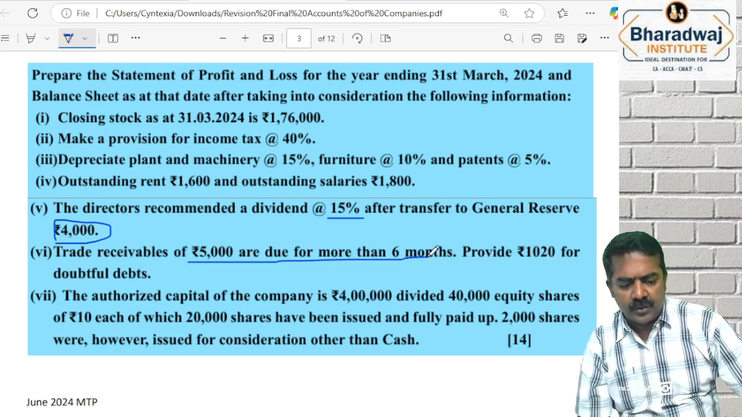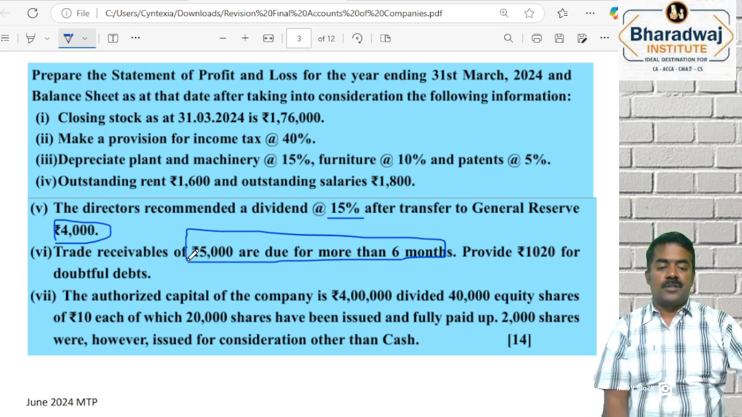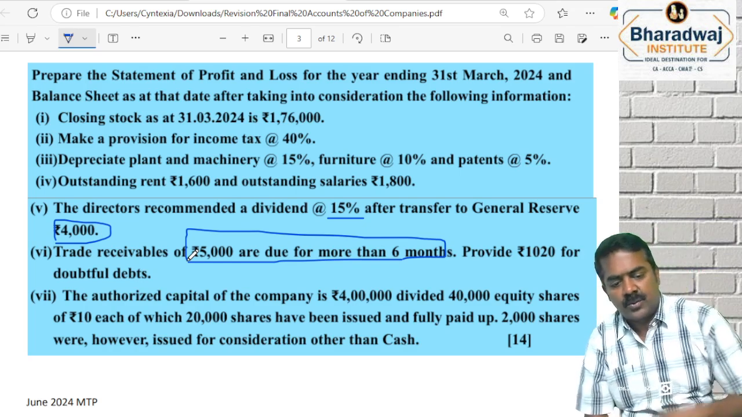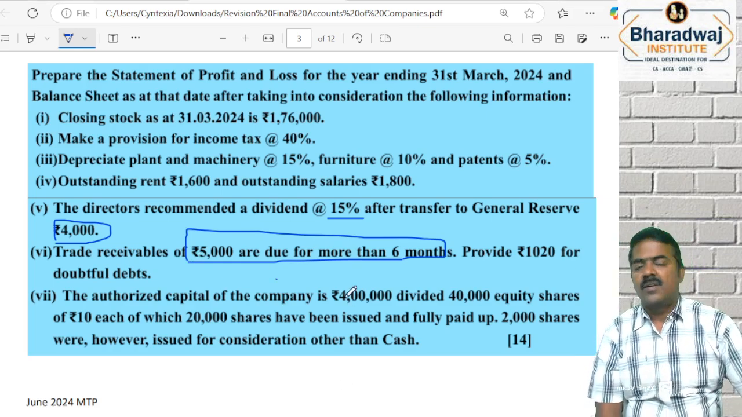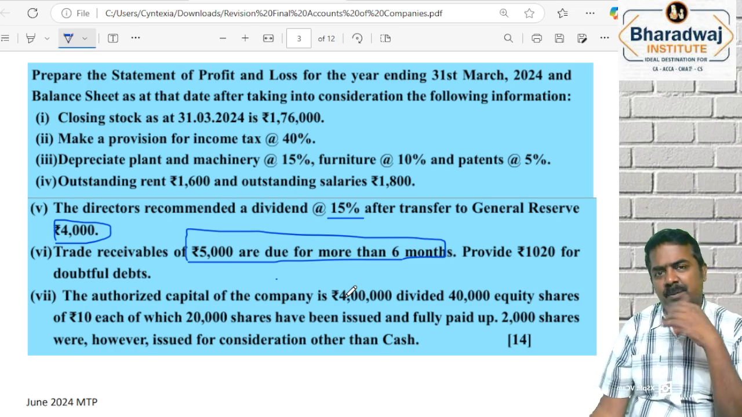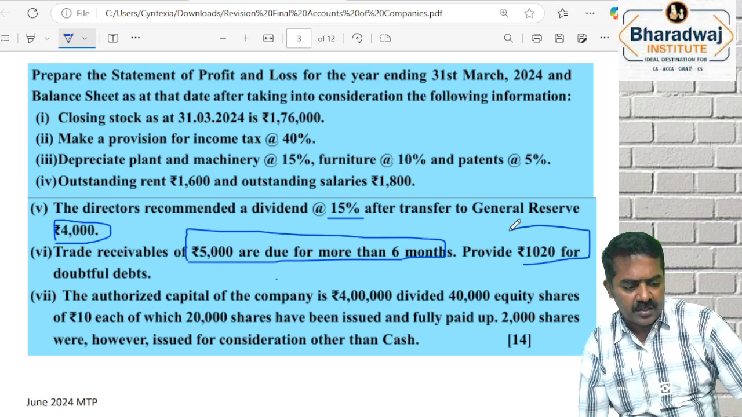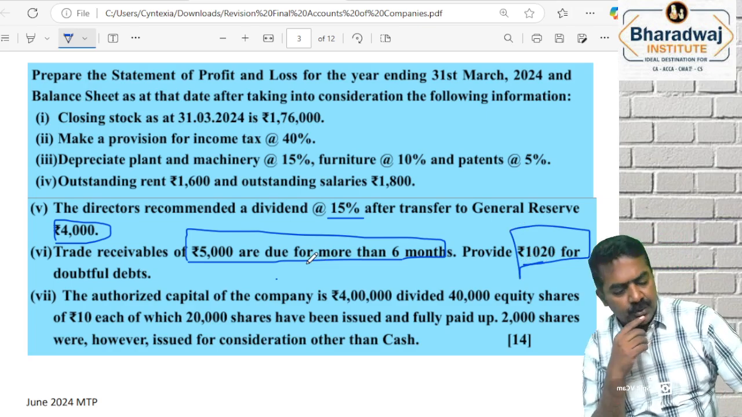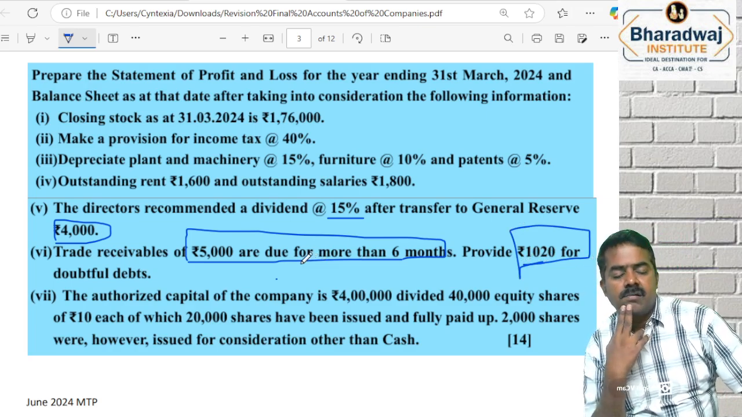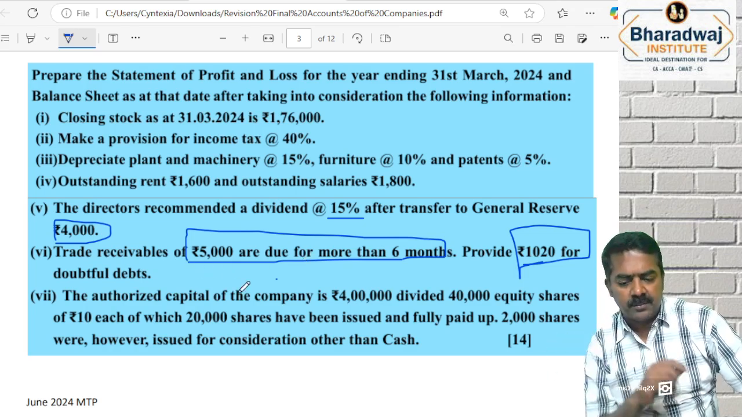Trade receivable due for more than 6 months. Debtors due for more than 6 months, what is it? Just an information. It will be given in the form of notes to accounts. Provide for doubtful debts. Provision for bad debts, we have to provide from debtors as well as in P&L account.